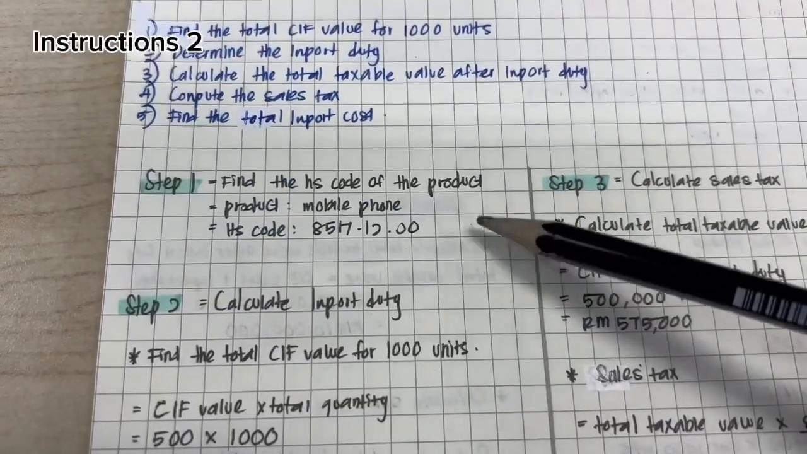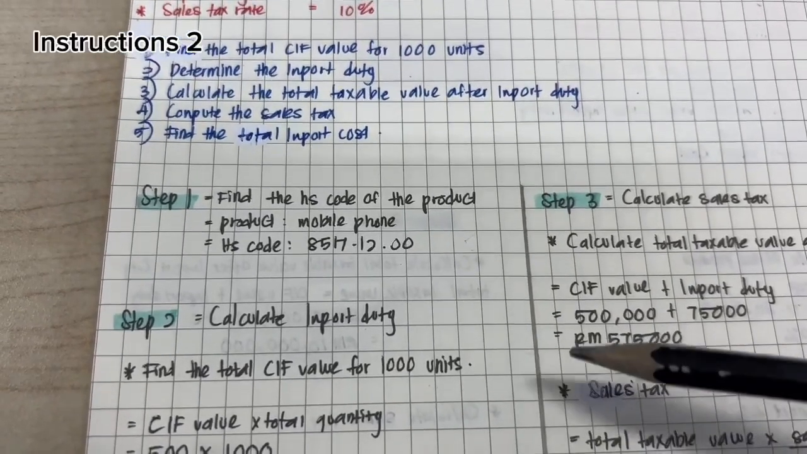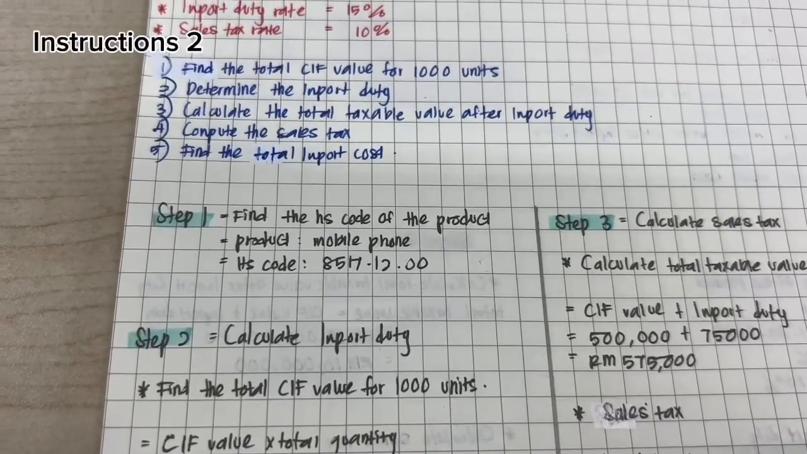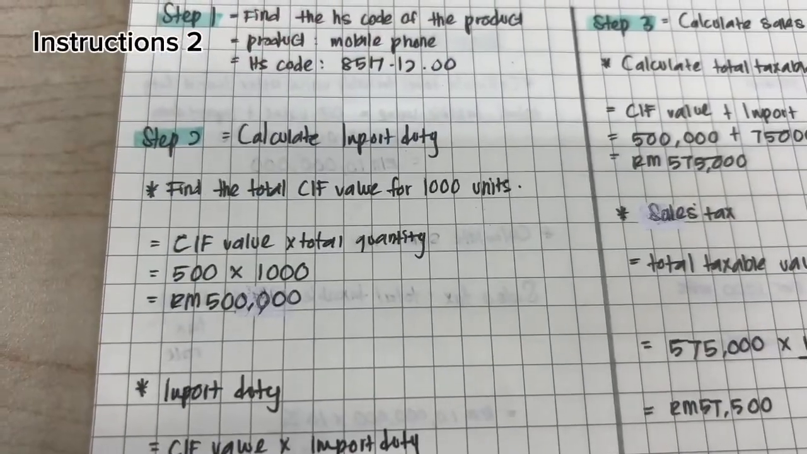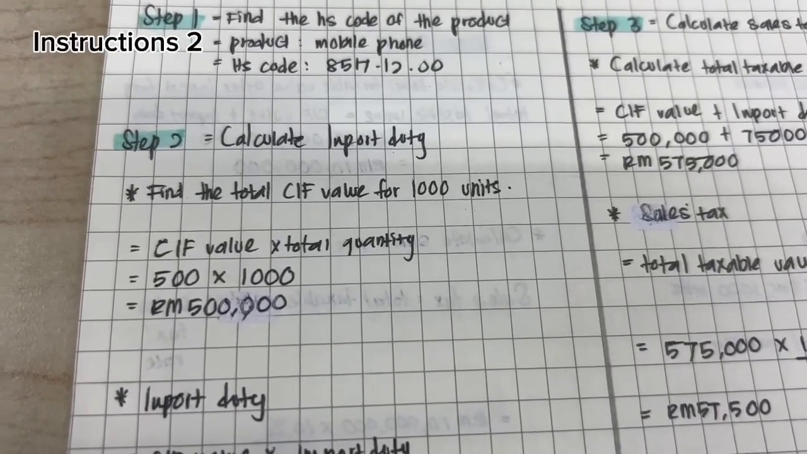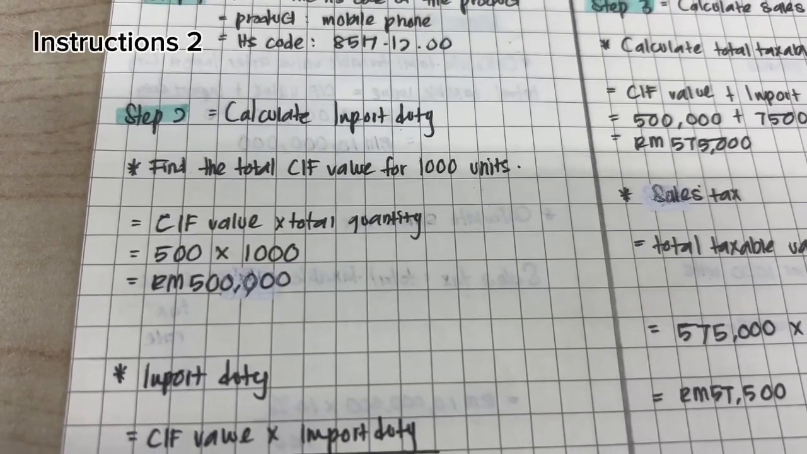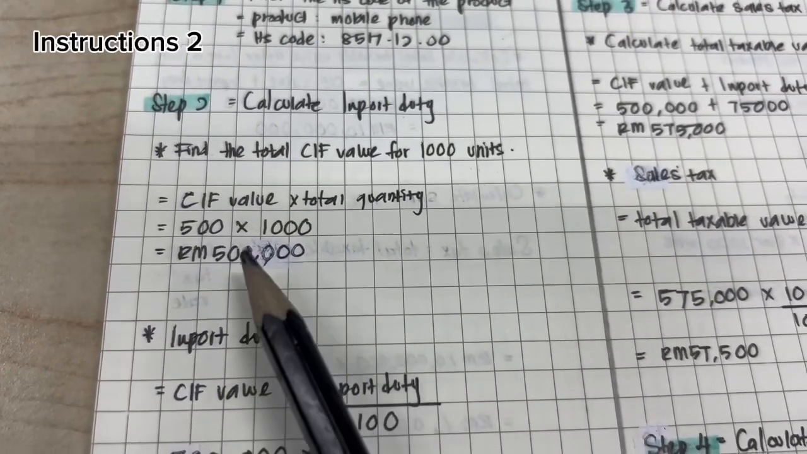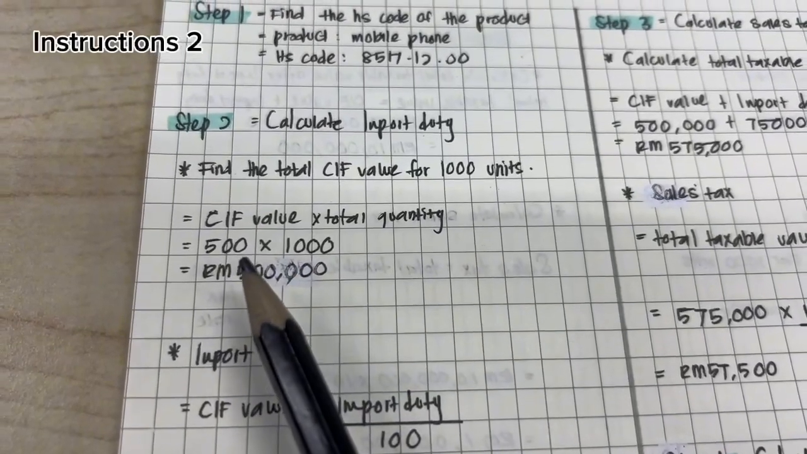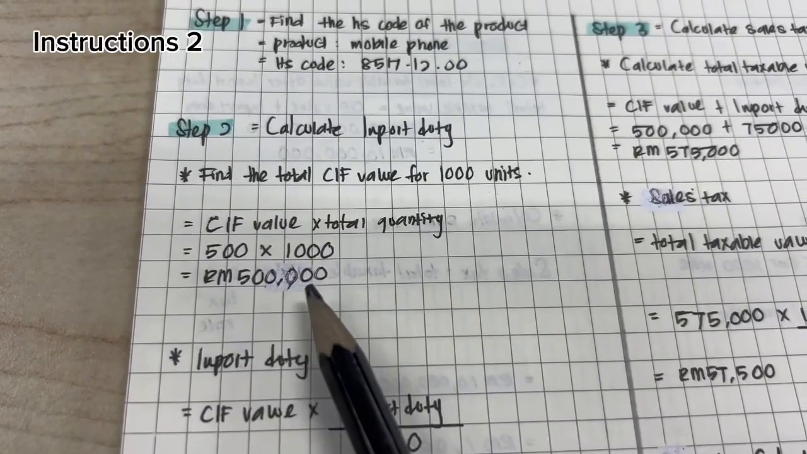As for the first step, we have to find the HS code of the product, which is mobile phone. In Malaysia, the HS code for the mobile phone is 8517.12.00. After we found the HS code, the second step is calculate the import duty. First of all, we have to find the total CIF value for 1000 unit, which is CIF value times total quantity. Our CIF value per unit is 500 ringgit and total quantity is 1000, so total is 500,000 ringgit.